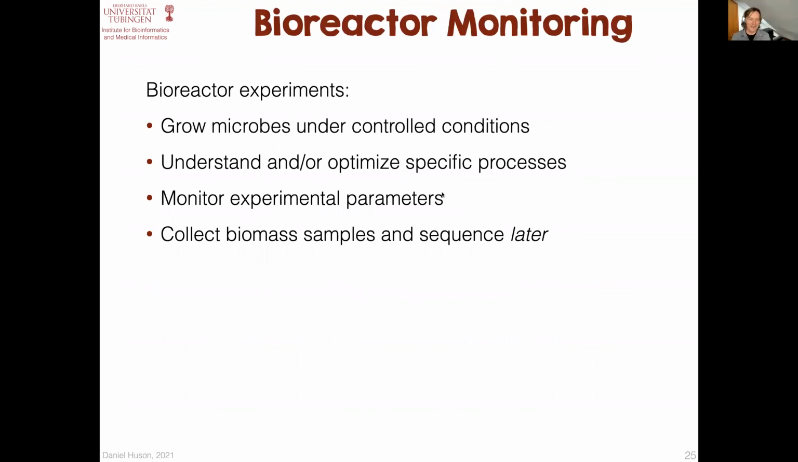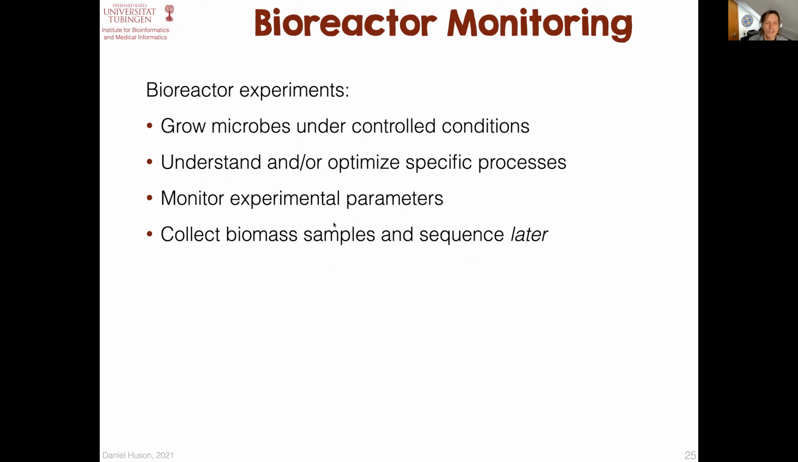Okay, bioreactor monitoring. This is work that we're doing with Lars Angenent and with Ruth Ley. Lars and his group like to build bioreactors to grow microbes under controlled conditions. They're trying to understand different processes, optimize processes, and figure out which pathways are doing what in many different contexts. Some of them have more to do with biotechnology, but some also have to do with what goes on in the human gut, using a bioreactor as a reduced-complexity model for certain aspects of processing in the human gut.